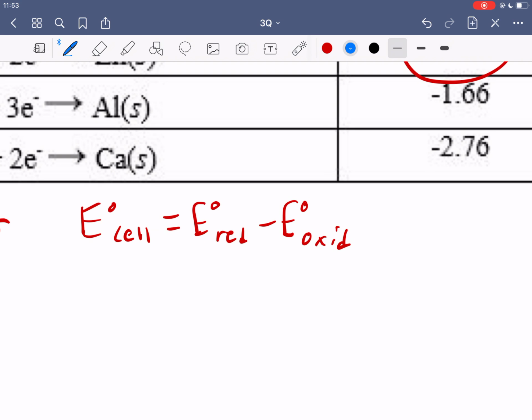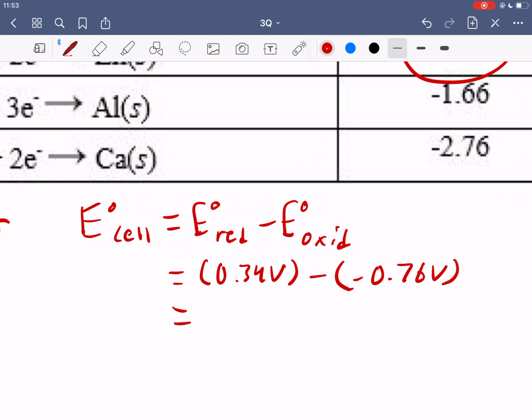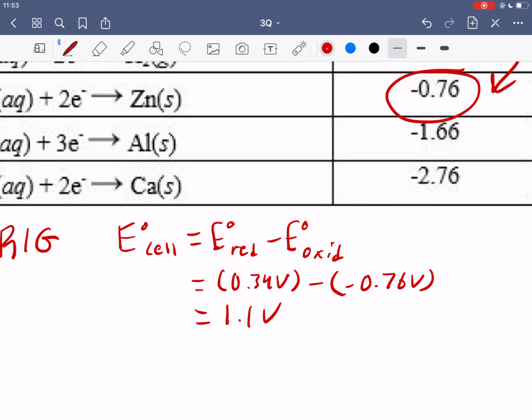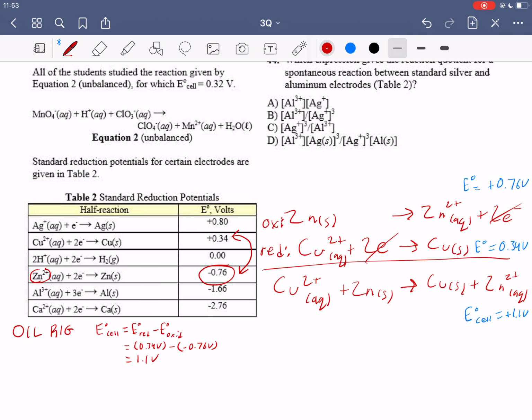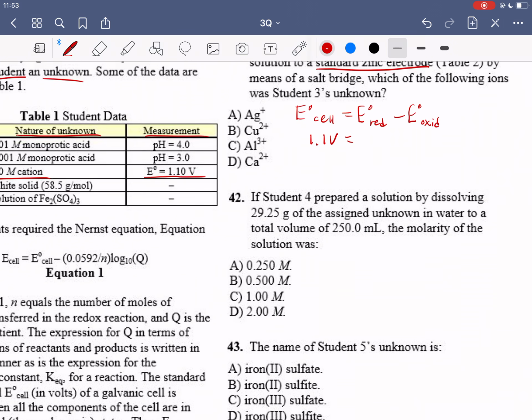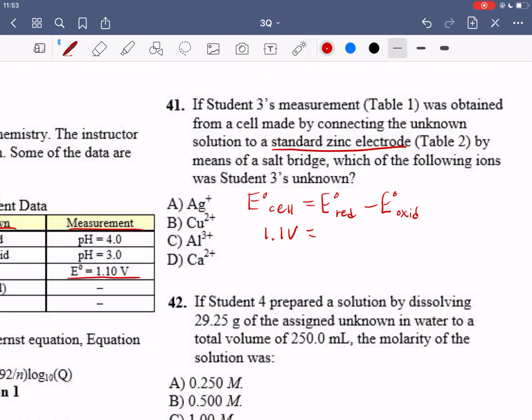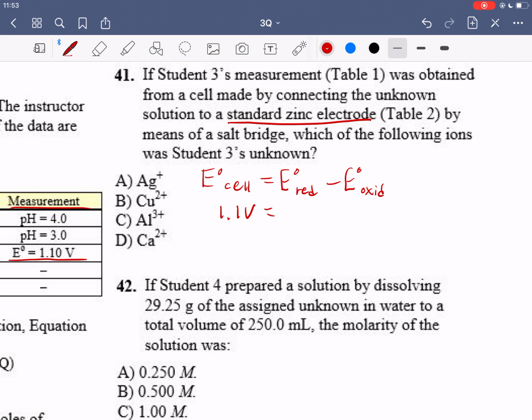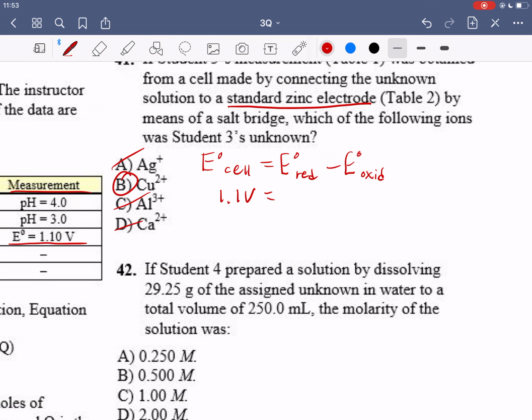Another way is just this over here. So the reduction one, that is 0.34 volts minus negative 0.76 volts. Either way, the negative and the negative will cancel out. Either way, you'll get 1.1 volts. So those are two ways of answering that type of question. That's question one. I'm probably going to erase that afterwards because there isn't a lot of space here, so you guys can come back and see that calculation if you still have trouble with it. And at the end of all that, I say copper is the correct answer.